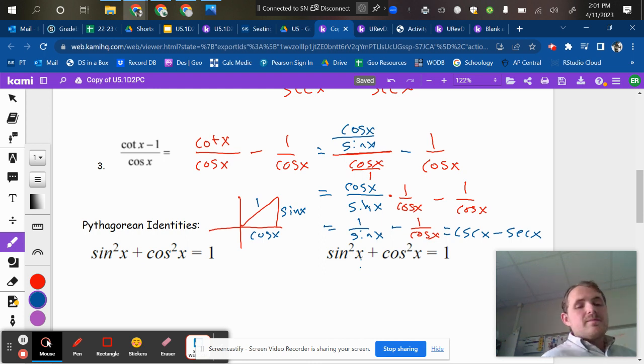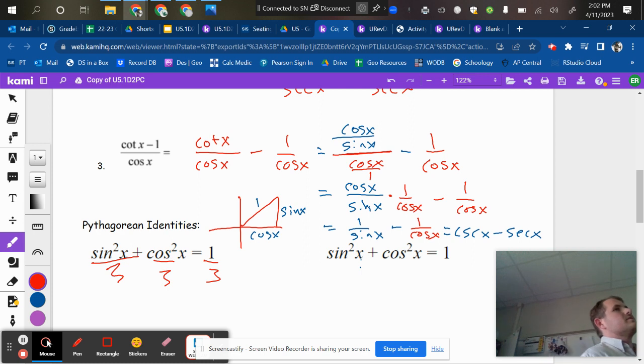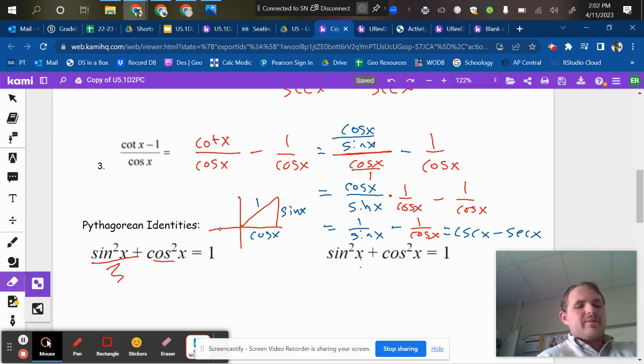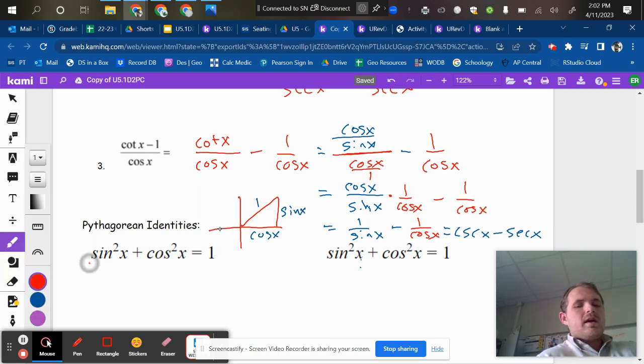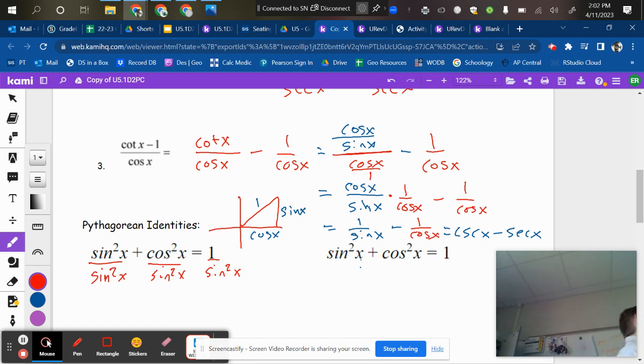Okay. Now, is it a legal move to divide everything by 3? Mathematically, is that allowed? Yes, it is. So instead of that, because that's boring, I could do tangent, but that's not going to get us where we want to go. Well, maybe it would. I'm going to divide everything by sine squared just for funsies.